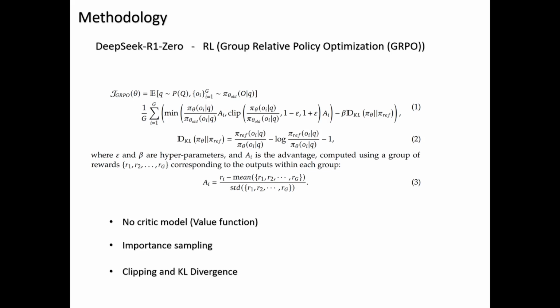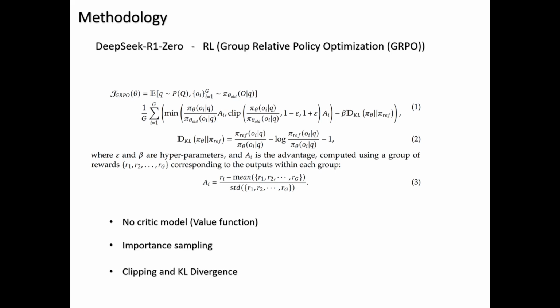So let's start by talking about how DeepSeek R1-Zero is trained. It is trained using reinforcement learning. The specific method used is called Group Relative Policy Optimization, GRPO. This is a variant of Proximal Policy Optimization, PPO. It doesn't rely on a critic model or a value function model. So this is the difference. And the objective function here might look a bit complicated. I will break it down for you.